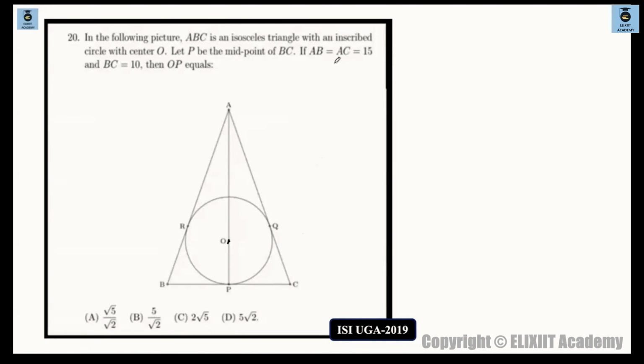ठीक है. If AB is equal to AC is equal to 15. अच्छा, AB and AC are 15 each. तो lengths are given. ये 15 है, ये भी 15 है. And BC is 10. चलो BC भी given है. बहुत अच्छे. We have to find what is OP. What is OP? OP माने small r. Small r चाहिए. We need to find what is OP. OP बोले तो small r. ठीक है.